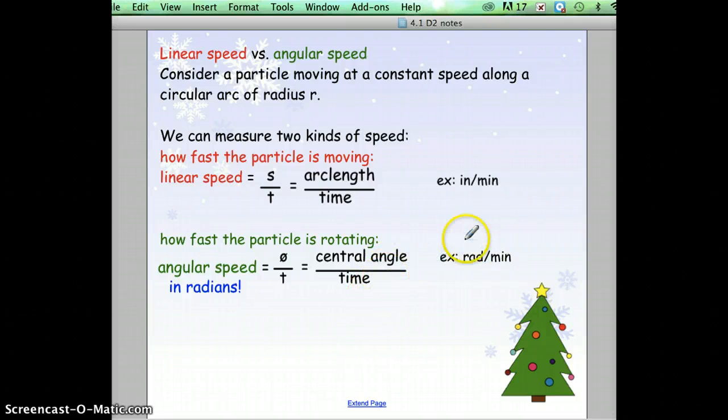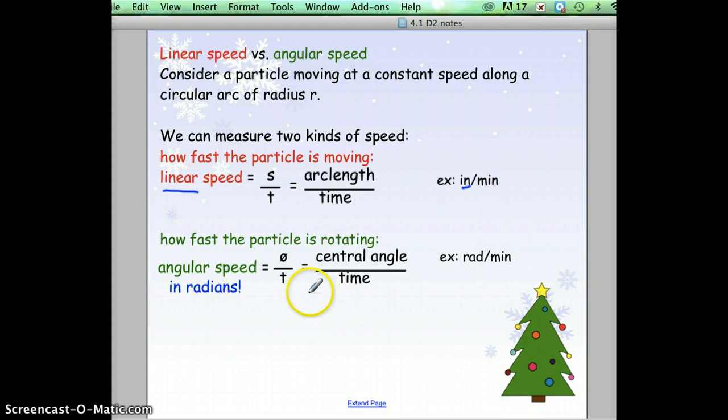So here's the units you want to end up with. Linear speed is how fast the particle is moving. And so it would be like inches per minute or feet per second, some unit of length over time. It's linear, so however you could measure linear things, you know, like inches or feet or meters. And then speed deals with time, so it's some unit of time over here.